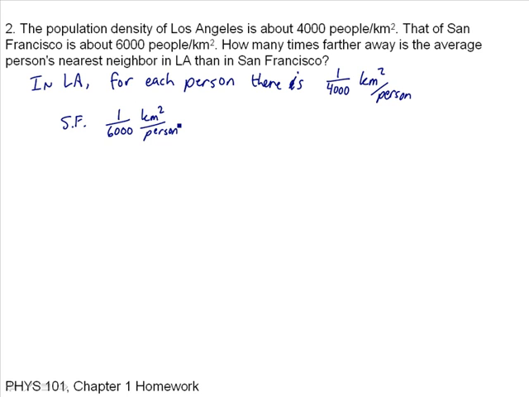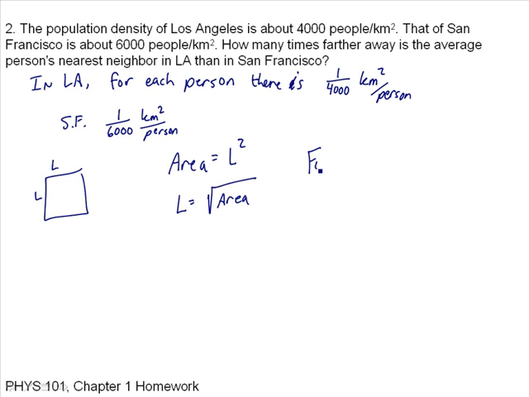So I want to know how far apart these are. Now I know that the area of a square is equal to L squared, if that square has side length L. So L is equal to the square root of the area. So I can just find the distance L for LA and for San Francisco.